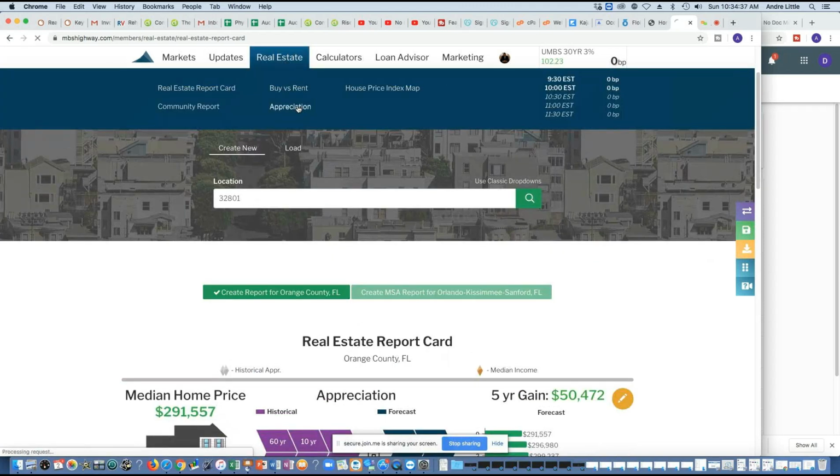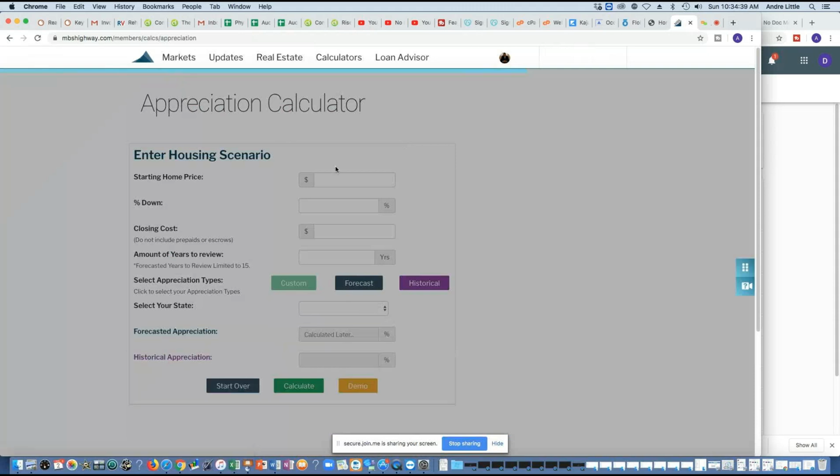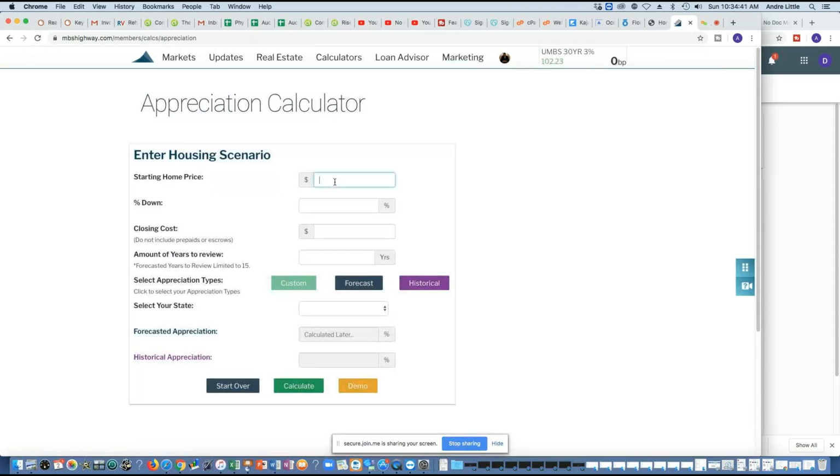This is what I want to go into called specific appreciation for that particular community you might want to invest in. Starting home price. Let's just say that you are going to invest in a home up there, $500,000, and I'm going to say that you are putting 5% down. This may be a home that you're going to buy as an owner-occupied. Closing costs are going to run you about $20,000. The amount is you want to invest in 10 years.